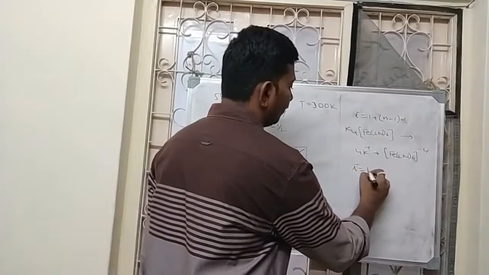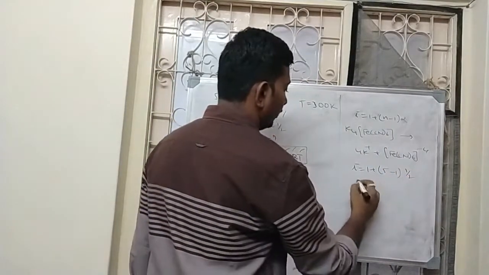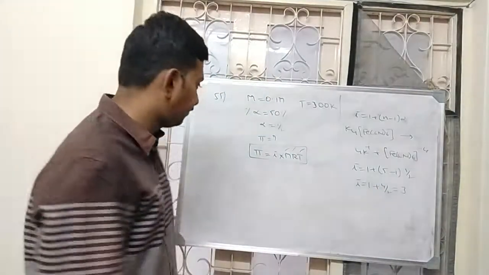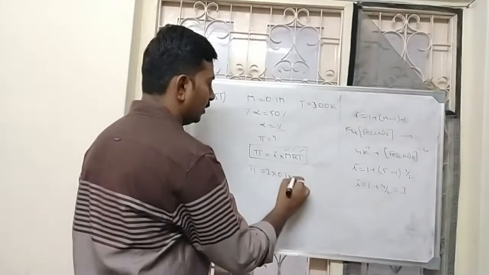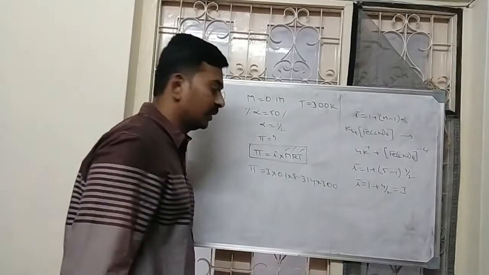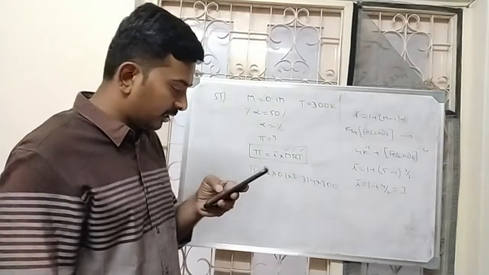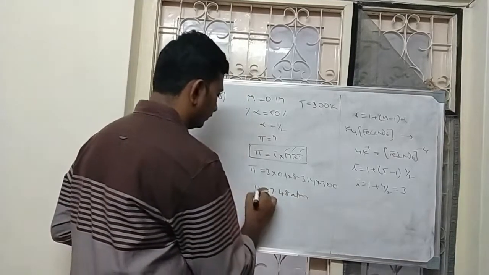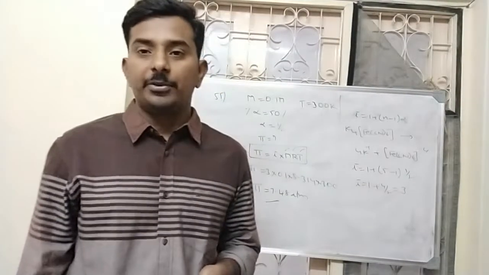So what will be the value of i? 1 plus (5 minus 1) into alpha, and the alpha value is half. So the value of i will be 1 plus 4 by 2, so the van't Hoff factor is 3. So pi is equal to 3 into molarity, which is given as 0.1, into R, which they are telling to take as 8.314, into temperature, which is 300. If you simplify this, you will get the osmotic pressure of the solution. On simplification you will get 7.48 atm, which is option A.